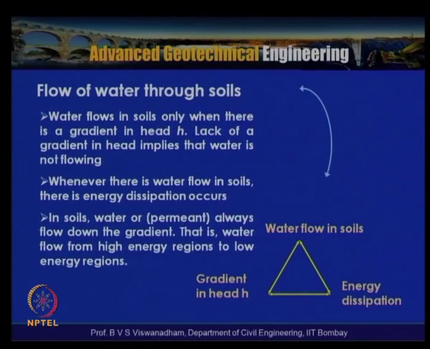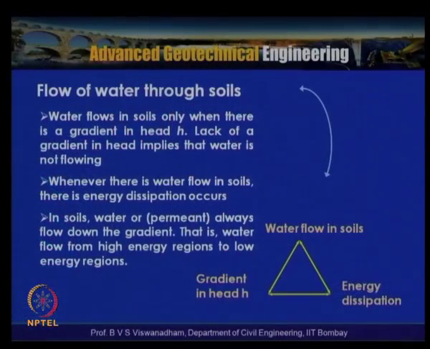Water flows in soils only when there is a gradient in head H. That means that when a difference of head is available, then there is a possibility of flow, and the lack of a gradient in head implies that water is not flowing. If there is no head difference, the water is not flowing. Whenever there is water flow in soils, energy dissipation occurs.